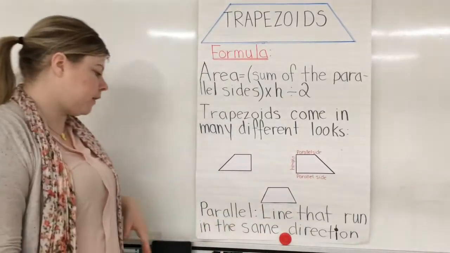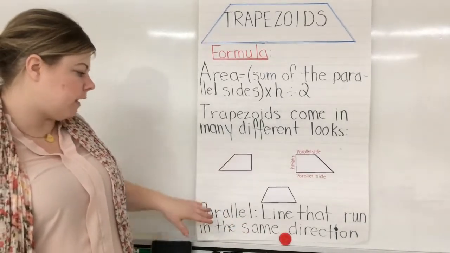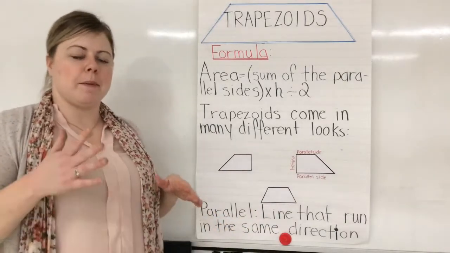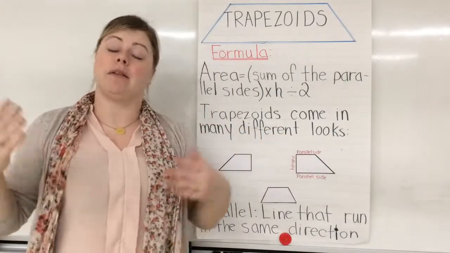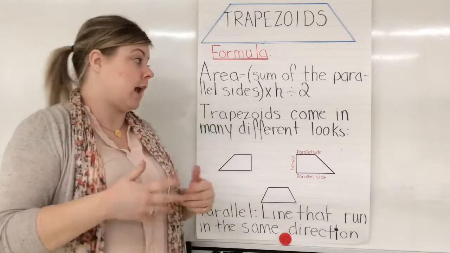Parallel lines, so I wanted to include a little definition for you. Parallel lines are lines that run in the same direction as each other. Perpendicular lines are going to be lines that cross, like we saw in our diagonal lines practice in our last lesson about rhombus and kite shapes.